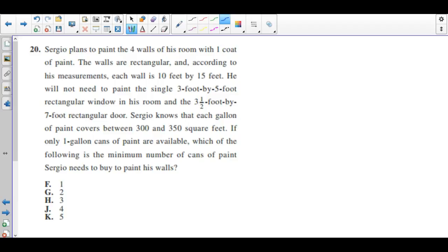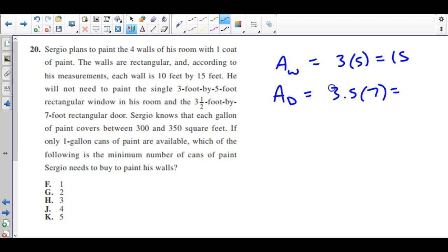So this is a rather lengthy problem. It's not difficult. It takes a while to read through this entire thing and then come up with a strategy off to the side. The area of the window is 15, and that's the part that he's not painting, and he does not need to cover the area of the door either, and that's the 3.5 by 7. So these are the 2 areas that he does not need to cover.